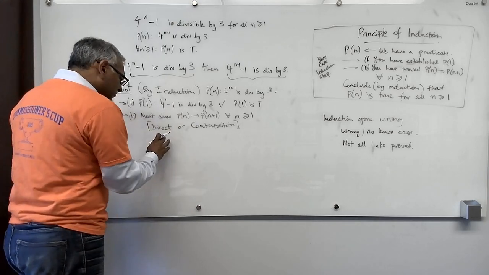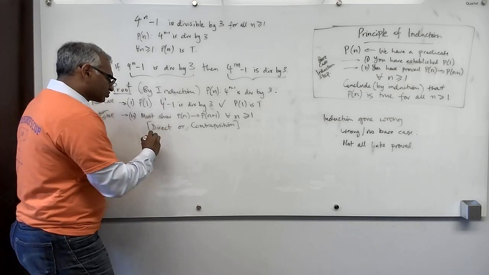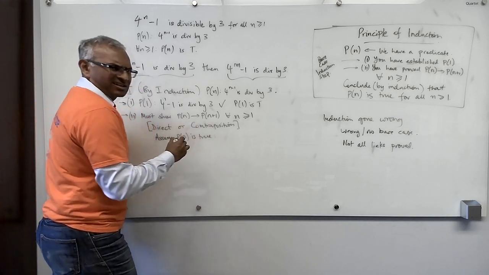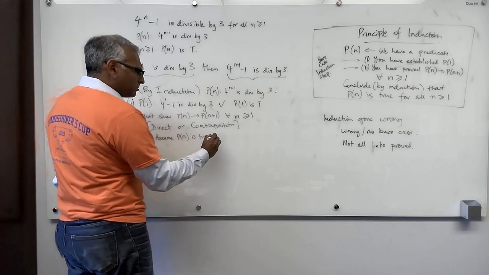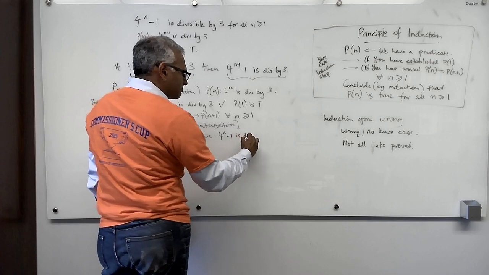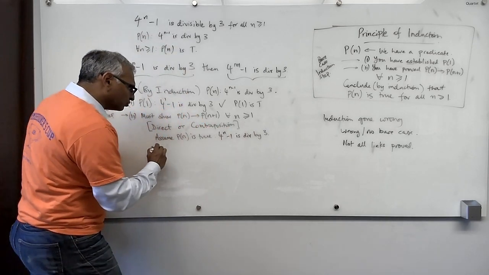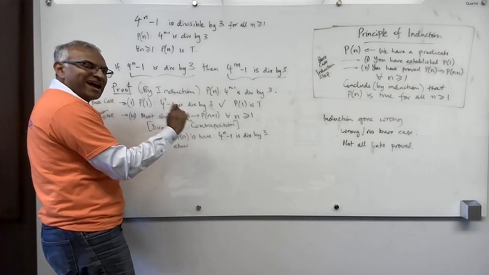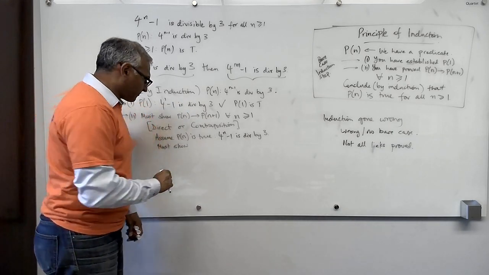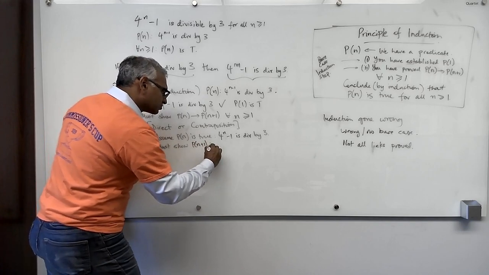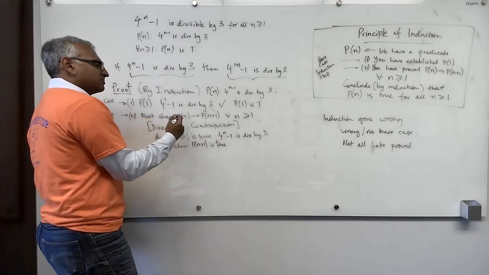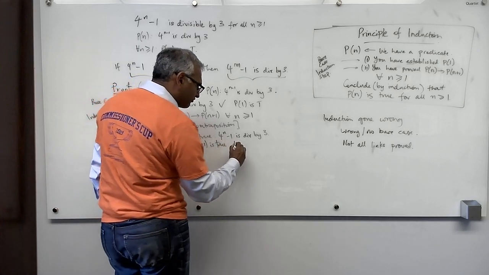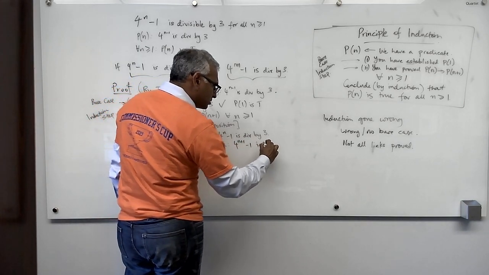So what are we going to do? In the direct method, we assume that this left-hand side is true. So we get to assume P of n is true. Well, what is that assumption? That's the assumption that 4 to the n minus 1 is divisible by 3. We must show the right-hand side is true. That's because that's the mechanics of a direct proof. We must show that P of n plus 1 is true. And P of n plus 1 is the right-hand side of this implication.